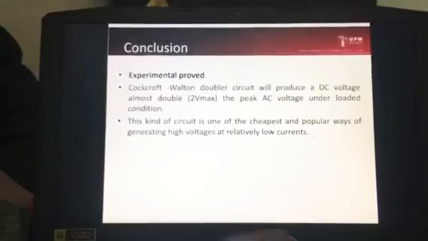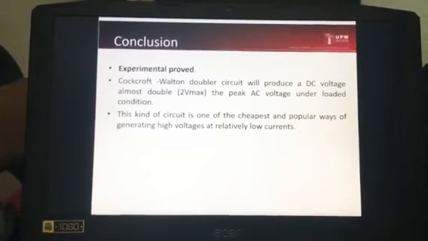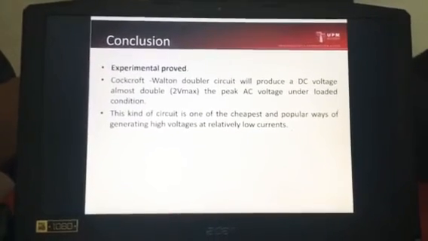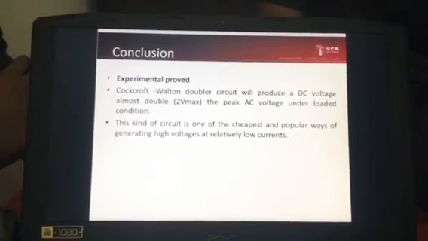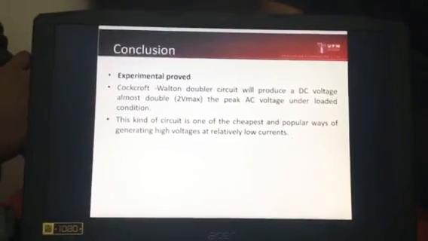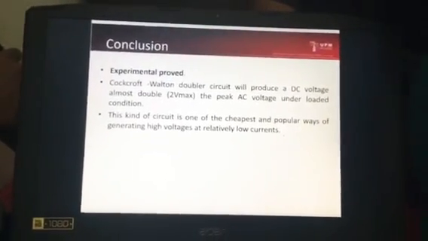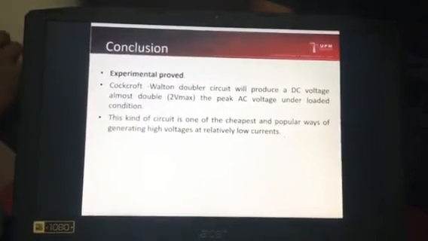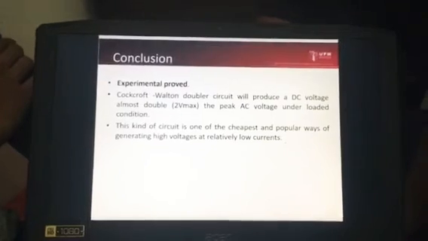Okay, conclusion. We know that the experiment is actually proven, which means that we get the result. But unfortunately, we have some problems getting the result using the oscilloscope. The graph is actually not correct. When we measure with the multimeter, the result shows the voltage is doubled, but with the oscilloscope, the result shows the opposite.